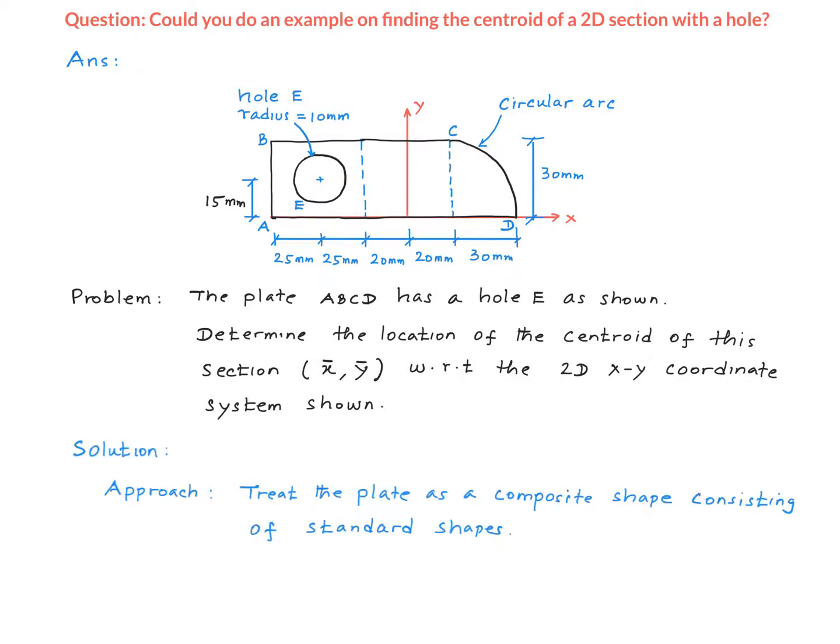The approach that I want to take here is to treat the plate as a composite shape consisting of standard shapes. We see three standard shapes in here: rectangles, a circle, and a quarter circle. So we can split this plate into standard shapes and follow the approach for a composite shape in finding the centroid.